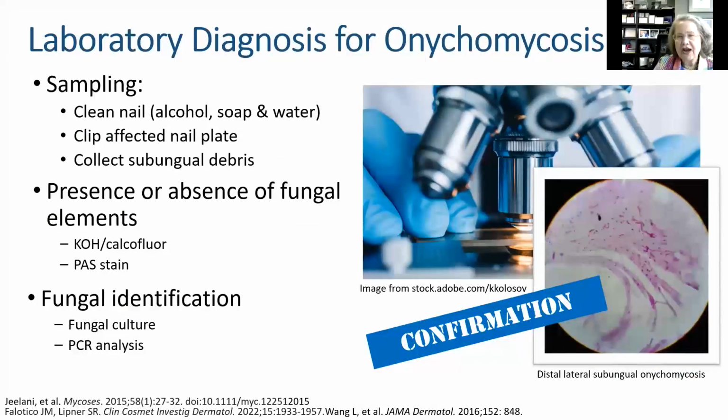To get the culture, you clean the nail, you cut it back, you scrape the bottom part away with a 15 blade or a little curette, and you can use that as your culture to send to your lab. You can use that also for a PAS, for your KOH. For the PAS, I just clip the nail, try to get some subungual debris to look for the septate hyphae in the nail plate and attached subungual debris. Fungal identification can be done with PCR analysis or fungal culture.